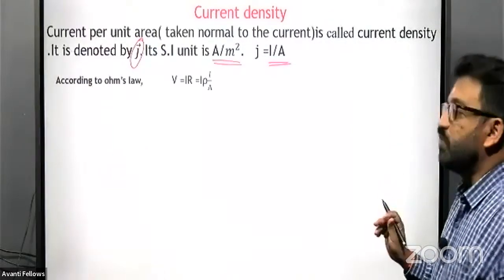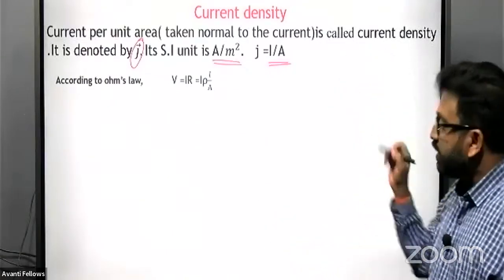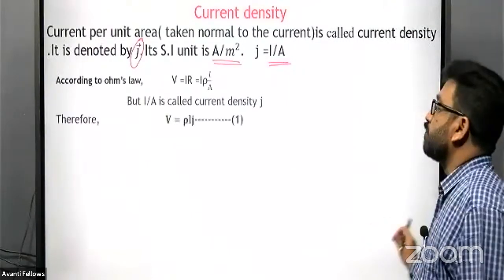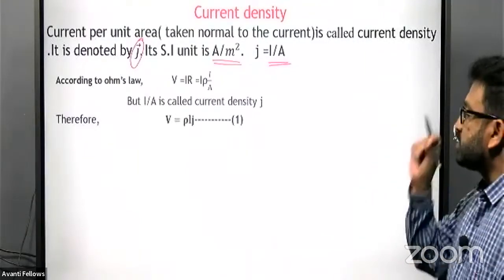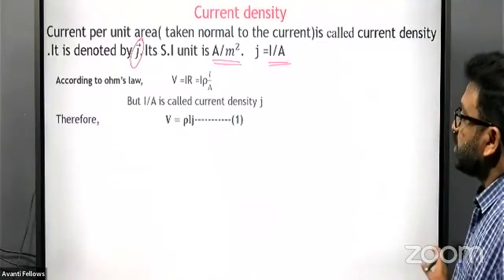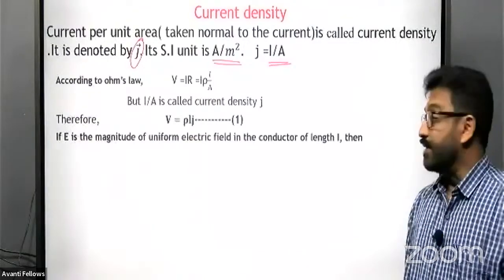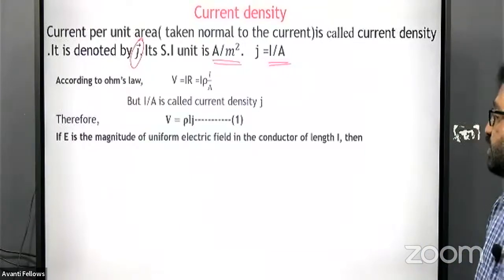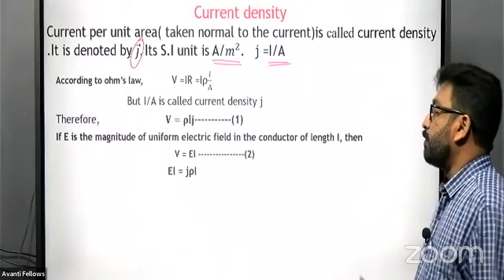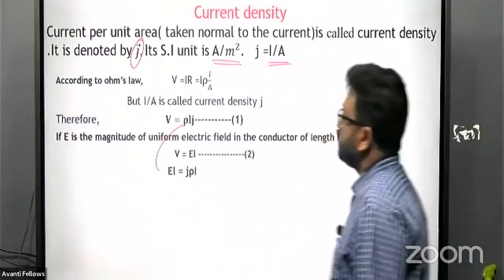As per Ohm's law, V can be taken as I multiplied by R. Then instead of R, we can write rho multiplied by L upon A. Then I upon A is called current density J. Then we can rewrite the equation as V equals rho, the resistivity, multiplied by J and L. Then if we introduce E, the uniform electric field of the conductor of length L, the equation changes to V equals E multiplied by L. Then instead of V, we substitute this equation. This comes here, J rho L.